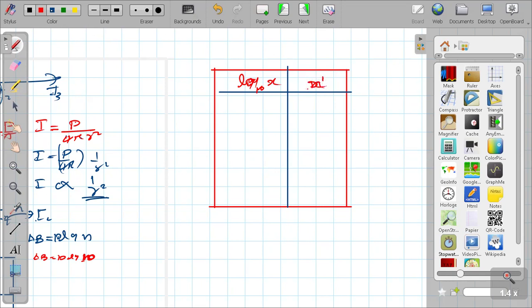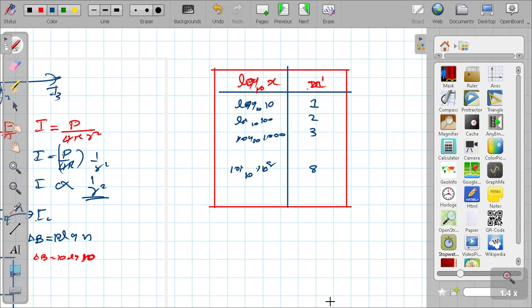x dash. Okay. Then it is going to be 1, index form. Log to the base 10 to the power 1000 is going to be 3. Likewise, log to the base 10 to the power 8, what is it? Just 8.